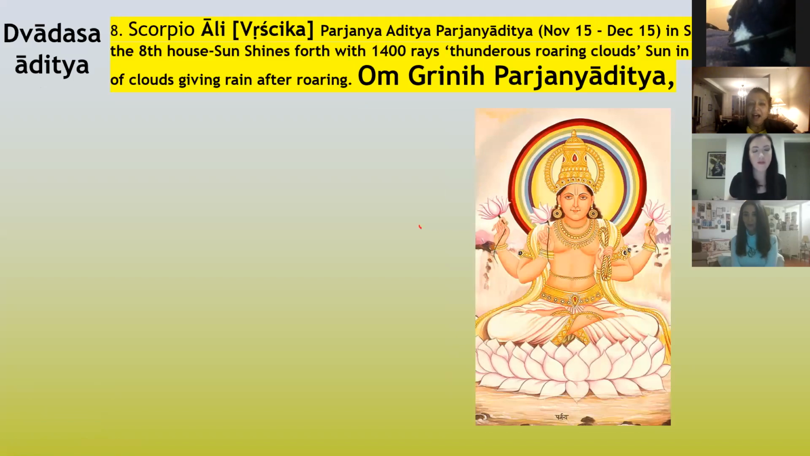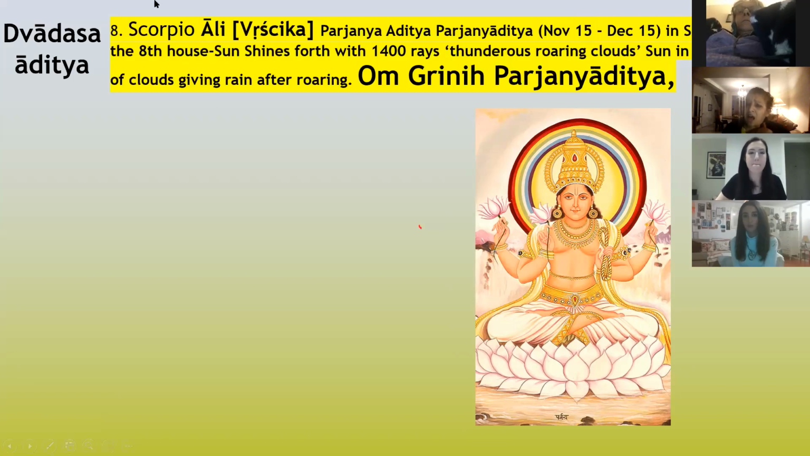Okay, then we come to Scorpio, which is also called Ali or Vrishchika, and its Aditya is Parjanya. Parjanya Aditya is active from November 15th to December 15th, and it has energies akin to the Shravan Nakshatra and the 8th house. The 8th house has a very mystical and occult energy, and that is associated with Scorpio. An 8th house sun will always make a very good astrologer, or a very good tantric or light worker, where there is a lot of occult and wisdom to be researched. 8th house sun is absolutely perfect for that.